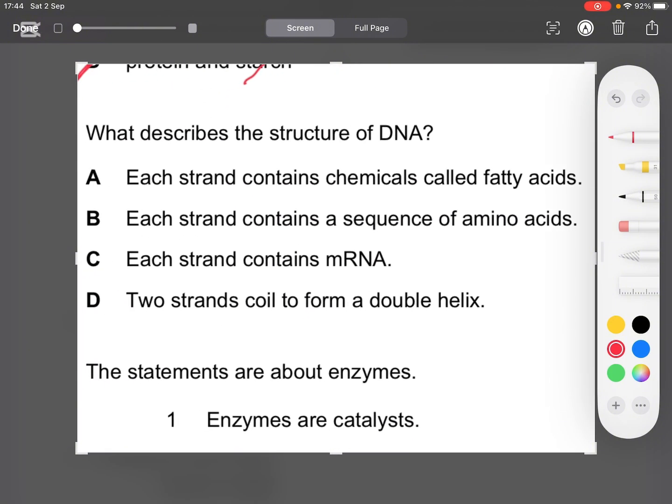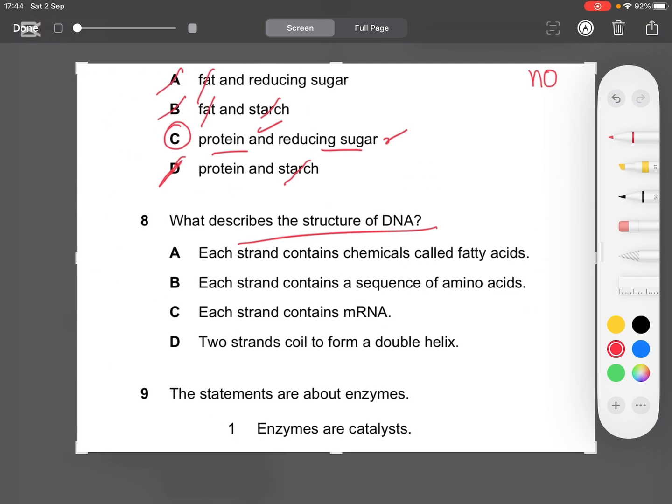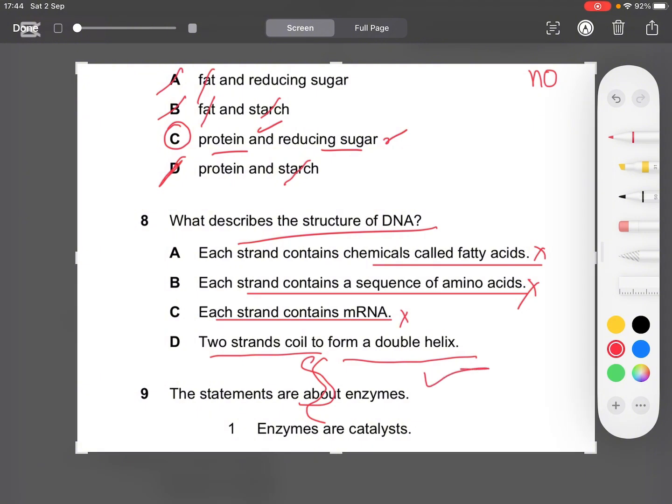Here, which describes the structure of DNA? Each strand contains chemicals called fatty acids. No. Each strand contains a sequence of amino acids. No. Each strand contains mRNA. No. And two strands coil to form a double helix. Yes.